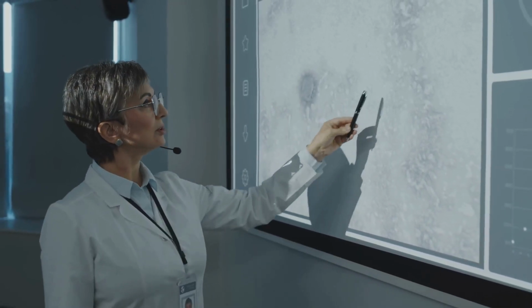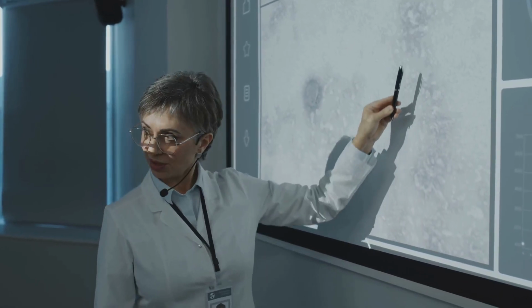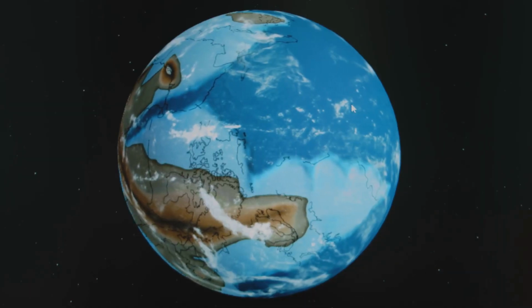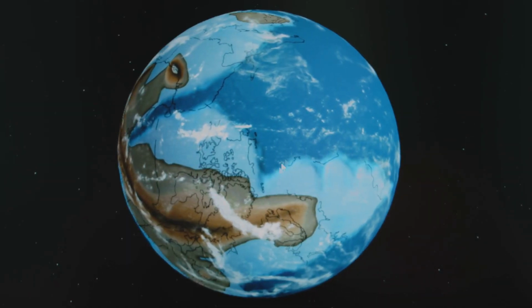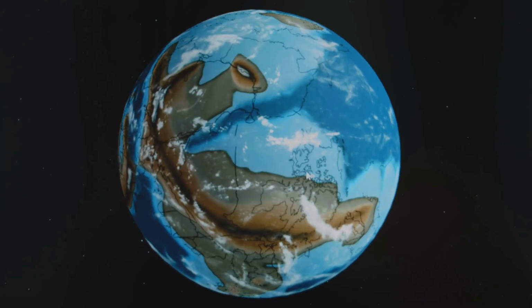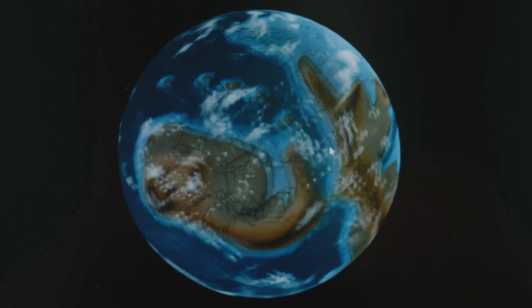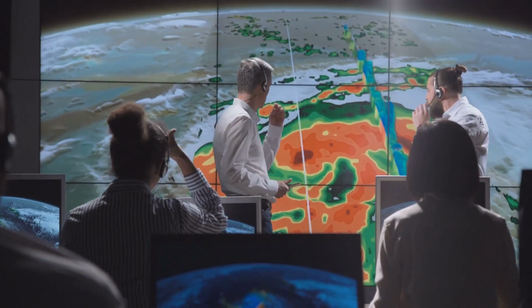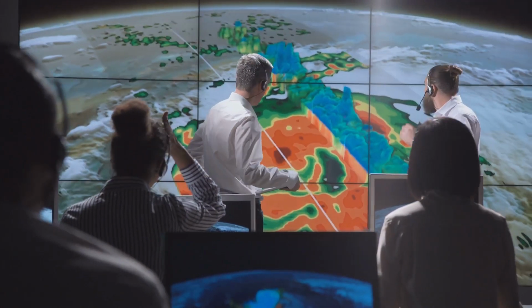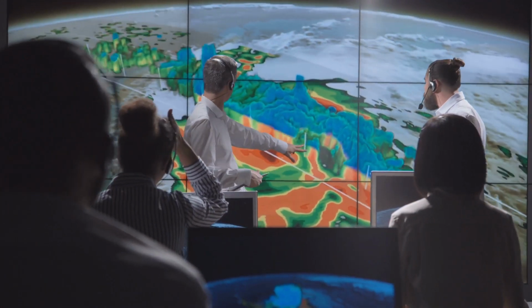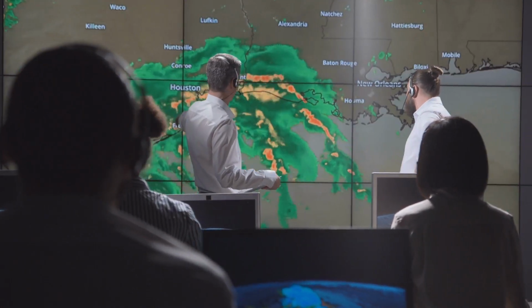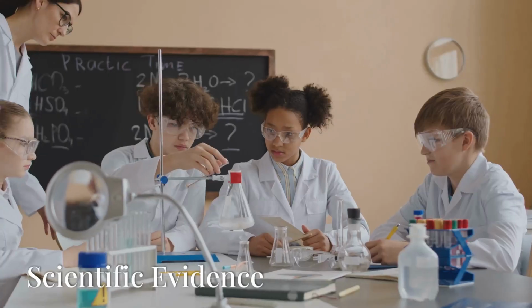Now let's talk about the cross-cutting concept of systems and system models. When we study climate change, we must consider the Earth as a complex system with interconnected components, such as the atmosphere, oceans, land, and living organisms. By using system models, scientists can better understand how these components interact and how changes in one part of the system can have far-reaching effects on the whole.